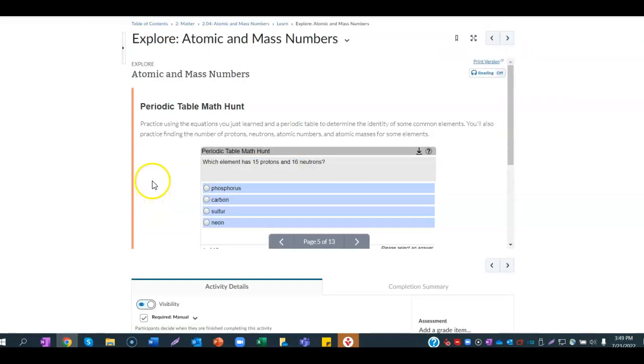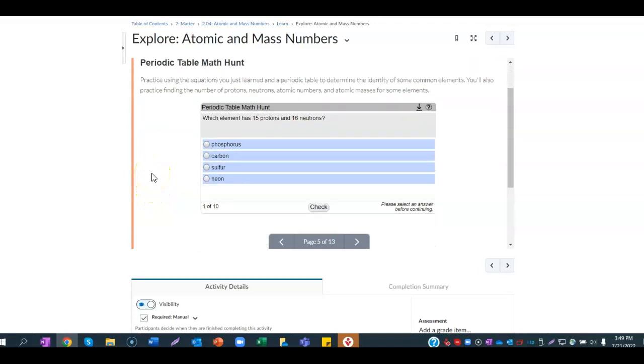So here's a little practice game that I encourage you to go through. You're using the equations that we just learned and a periodic table to determine the identity of some common elements. You'll also practice finding the number of protons, neutrons, the atomic numbers, and masses for some elements. So don't skip over these activities. These are things that you will see on quizzes and tests and will need to know how to do it.